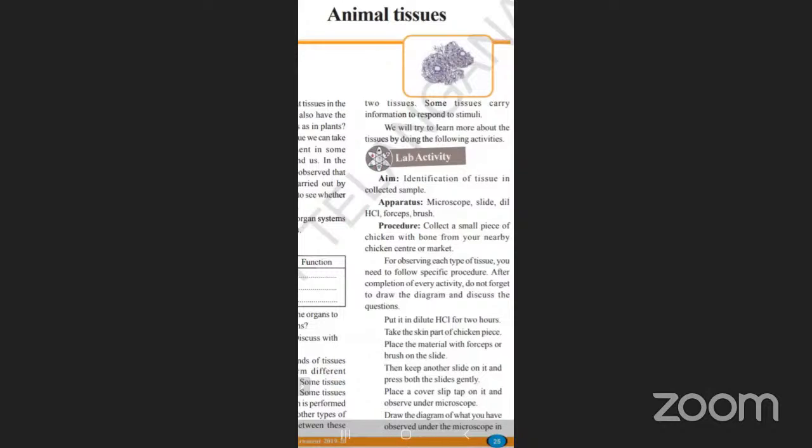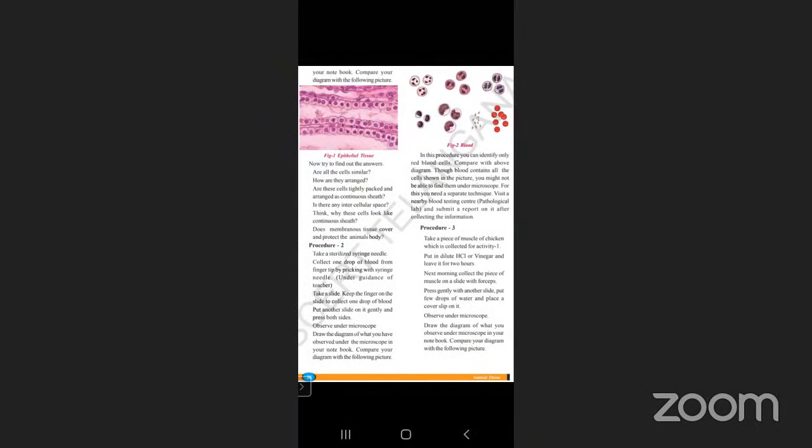Observe under the microscope. Draw the diagram of what you have observed. Don't forget to draw the diagram. Very, very important. When you are observing, keep an observation book in your hand and a pencil also, and draw the observation diagram in your observation book. Don't forget to draw the observed diagram under the microscope, children. Next, why do we need to draw the diagram? By drawing the diagram, we can compare it with the following picture. See here, we have figure number 1, epithelial tissue.